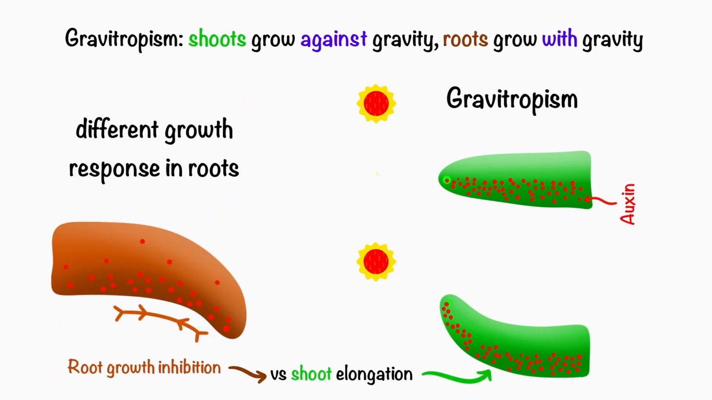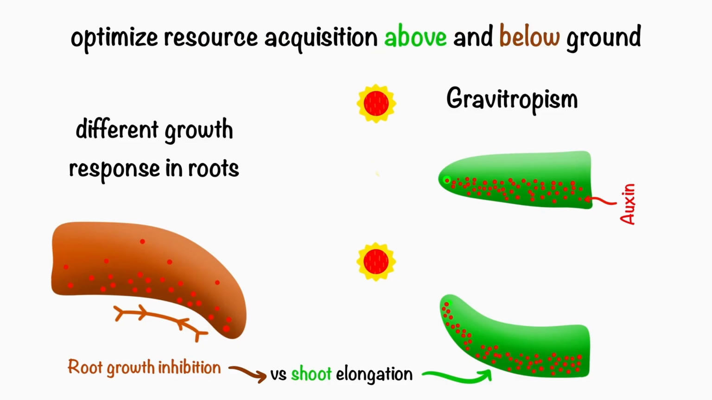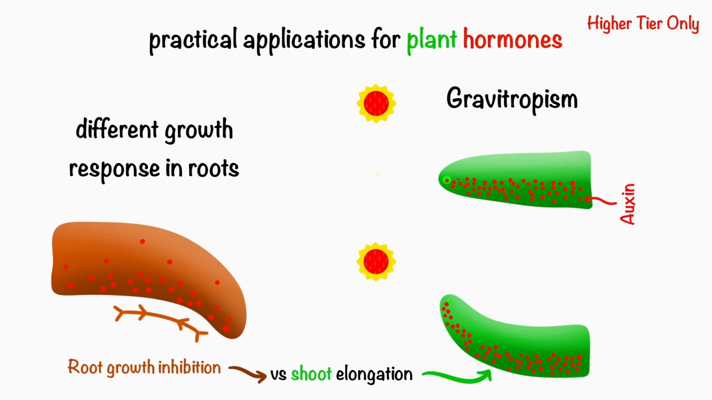In roots, the opposite happens. A root growing sideways will also have more auxin on its lower side. However, in roots, extra auxin inhibits growth. This means the cells on top elongate faster and the root bends downwards. These responses ensure that shoots grow up toward light, while roots grow down into the soil where they can absorb water and minerals. Scientists have found many practical applications for plant hormones.